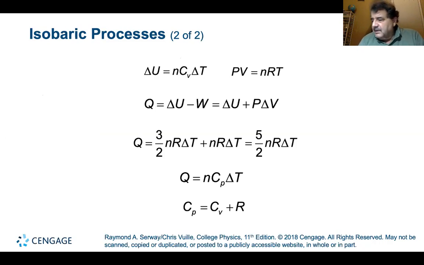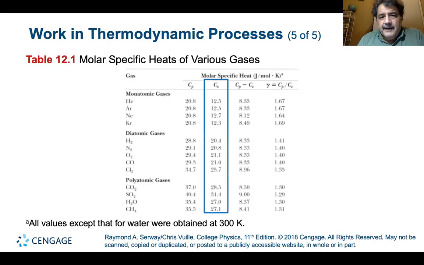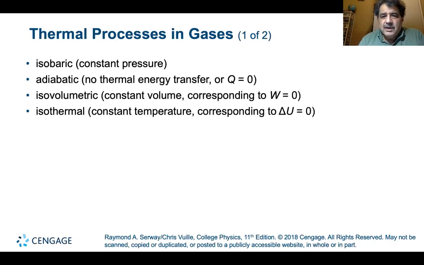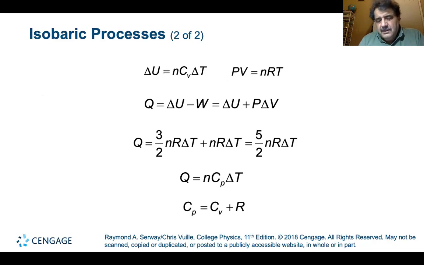That's our CP, the molar heat capacity at constant pressure. Q is equal to nCP delta T. So CP equals CV plus R. We saw from the table that CP minus CV equals R. So here you can see that if you take CP minus CV, that equals R.